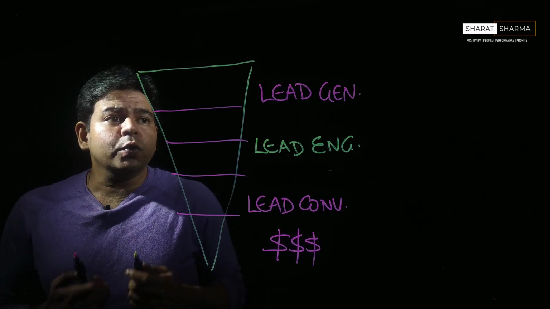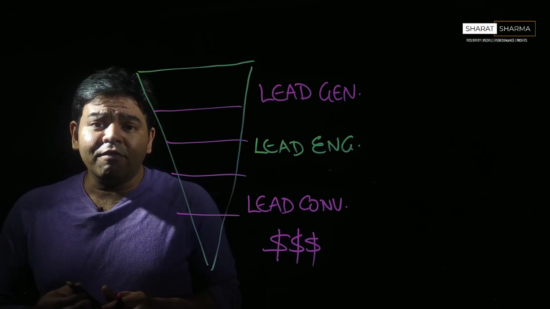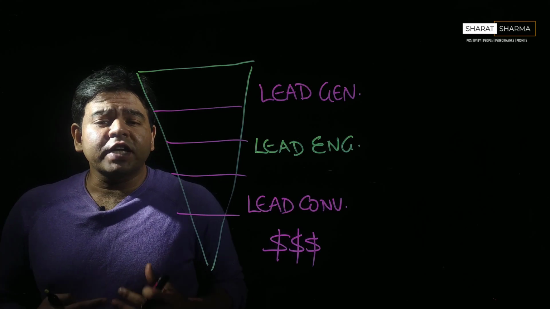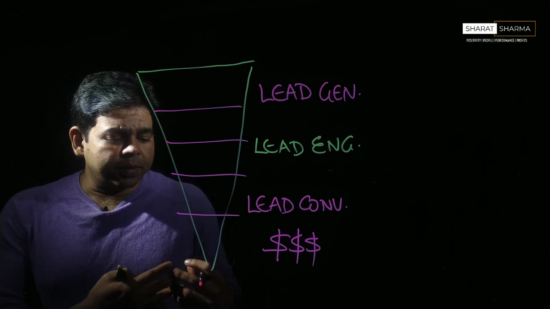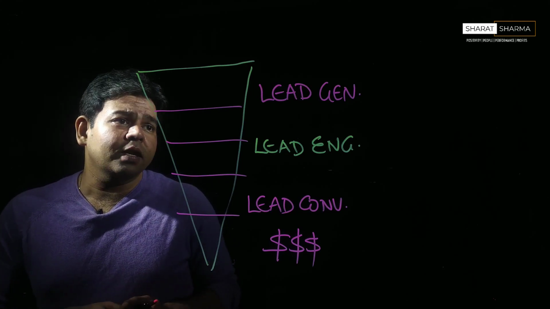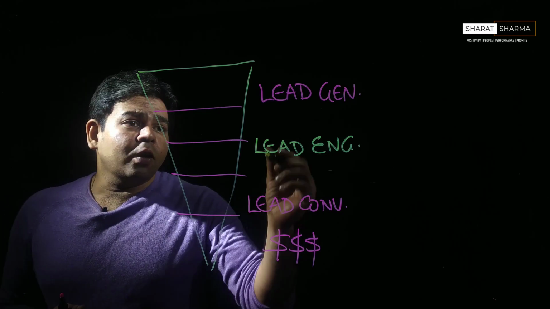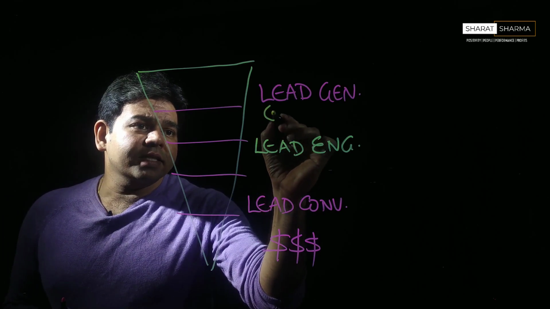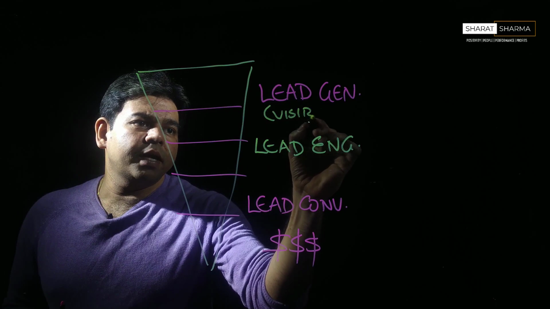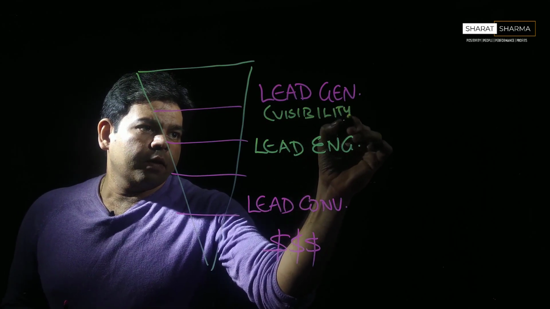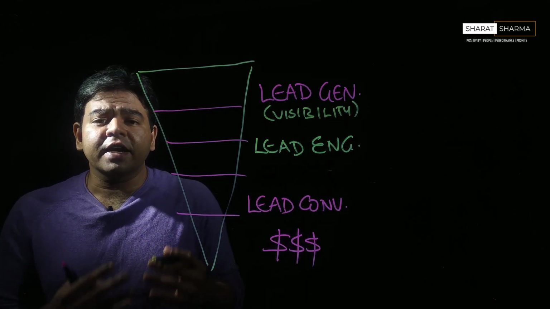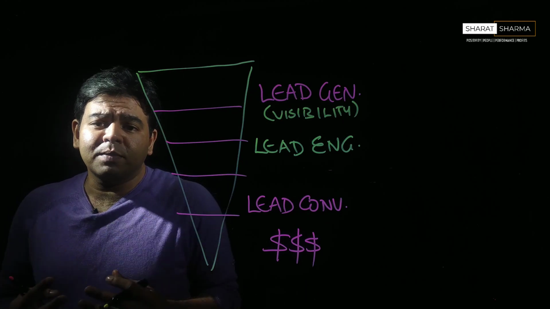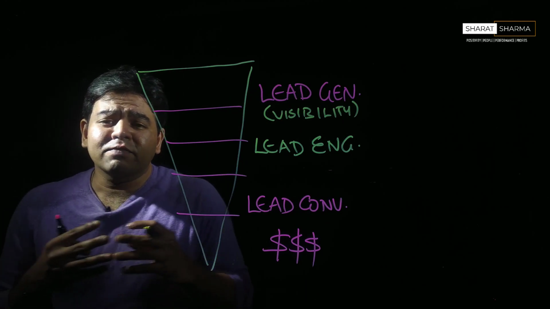Now, for you to get better leads, for you to have lead generation happening very constantly in your business, you got to do something important. And I call this important thing creating visibility. Now, the remedy to generate better leads is to have better visibility. Right? Online as well as offline.